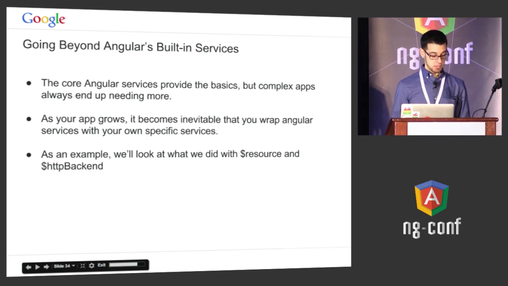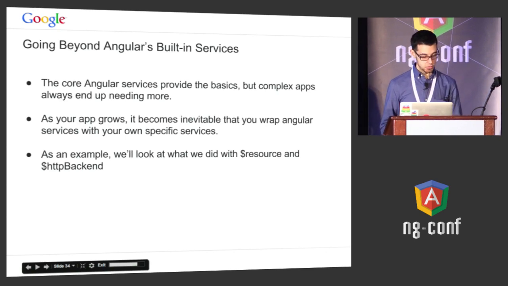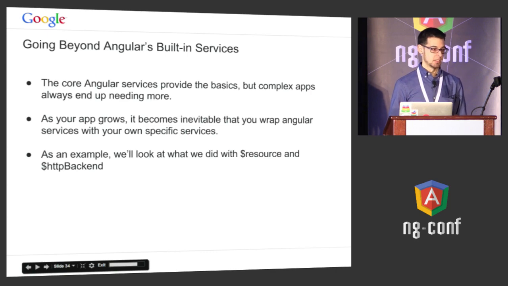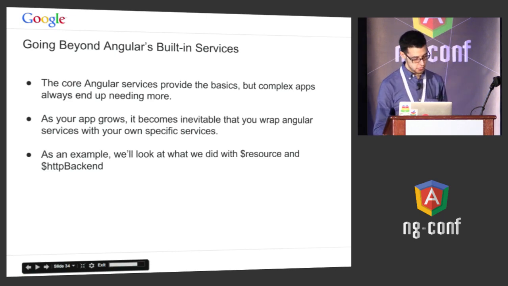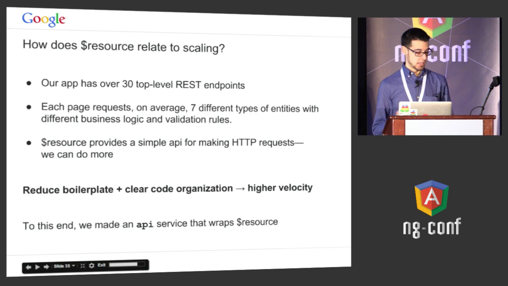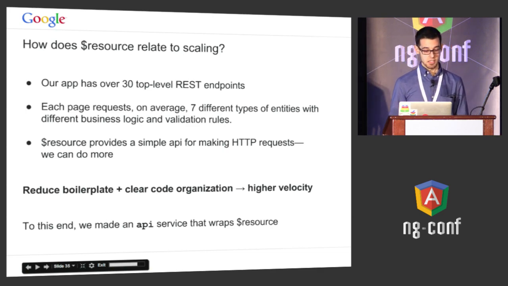But as your application continues to grow larger and larger, the basics might not be enough anymore. And to illustrate this, I am going to talk about two services that we created that are wrapping $resource and $httpBackend to make our application more scalable. So what does this have to do with scalability, though? Our application has over 30 top-level REST endpoints. Each page, on average, has requests for 7 different types of entities with different business logic and validation rules.